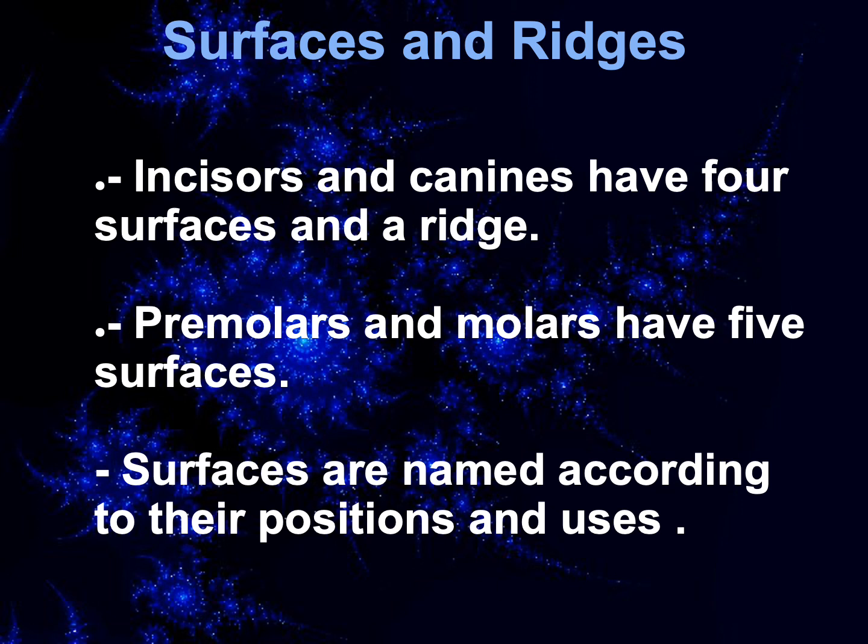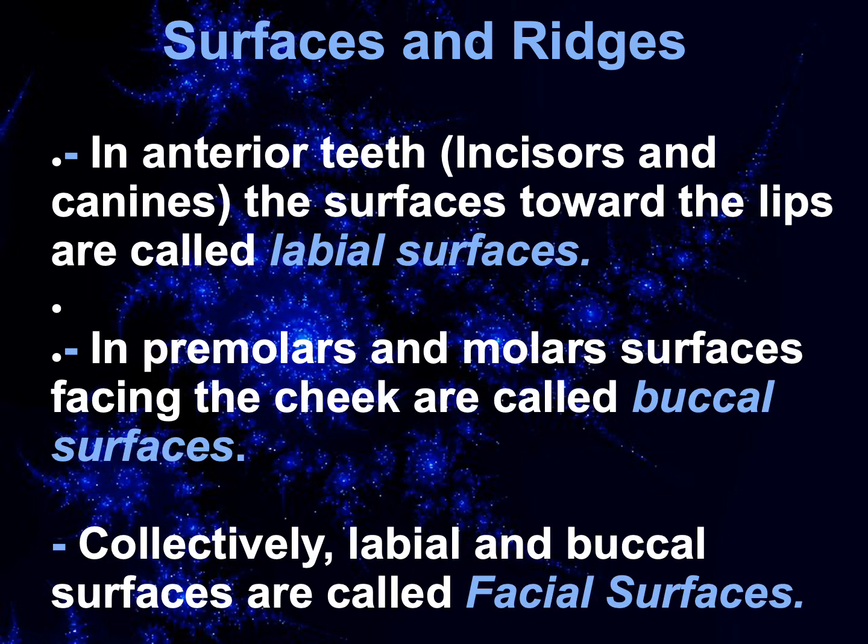Incisors and canines have four surfaces and ridges. Premolars and molars have 5 surfaces. Surfaces are named according to their position and uses. In anterior teeth, incisors and canines, the surfaces toward the lip are called labial surfaces. In premolars and molars, surfaces facing the cheek are called buccal surfaces. Collectively, labial and buccal surfaces are called facial surfaces.